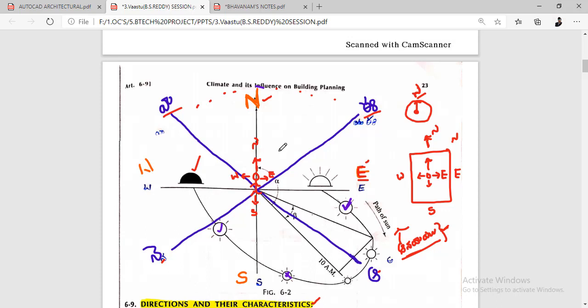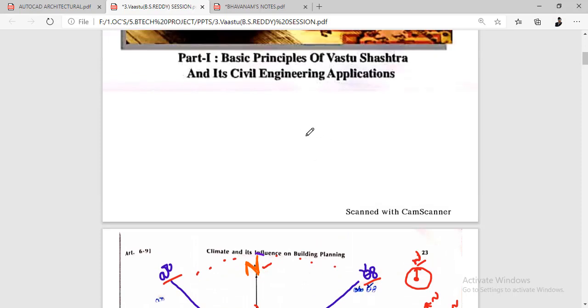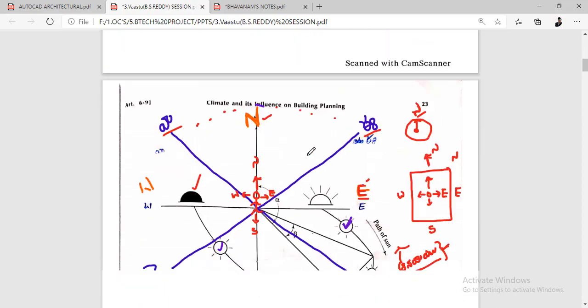Okay, indirectly, whenever we relate this, this is our earth. Okay, somewhere here we have a sun, so everything will come, but when the earth is rotating, the north will not be covered in this rotation. Okay, that's the main thing.